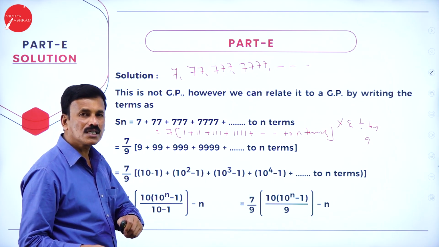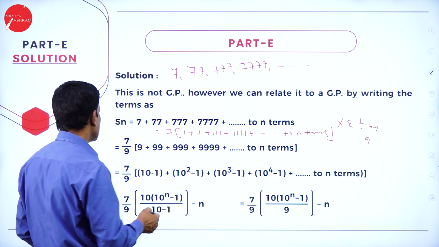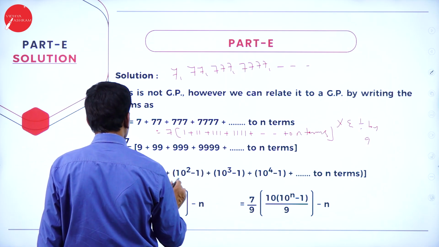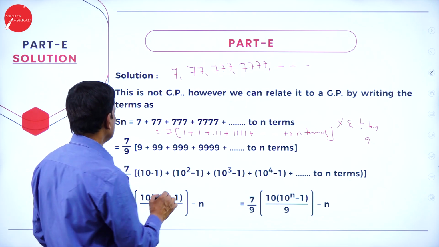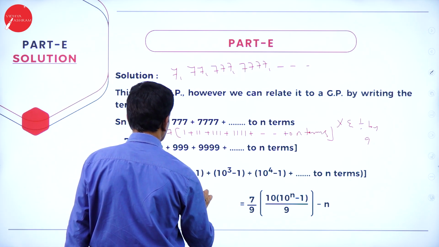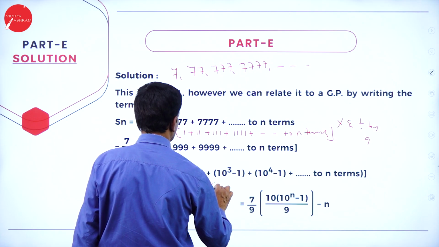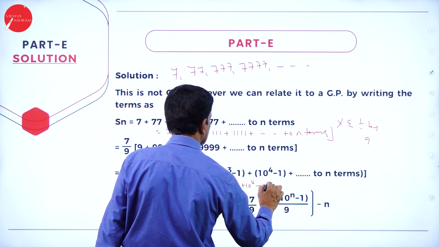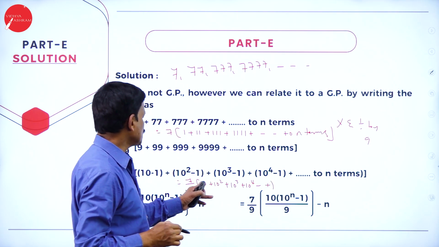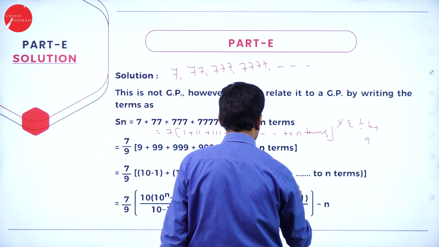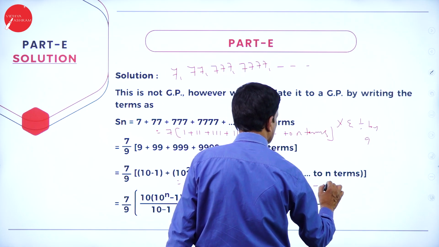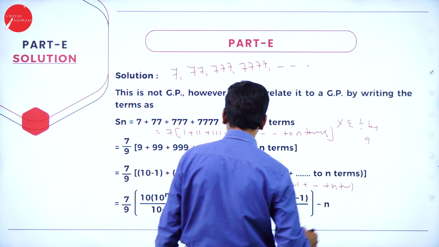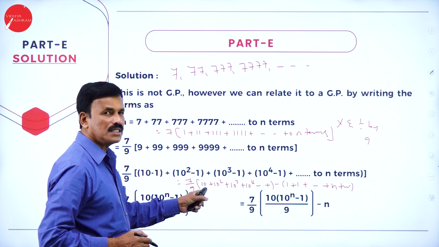Now just equate the terms containing powers of 10 on one side. So this can be written as 7/9 into 10 plus 10 squared plus 10 cubed plus 10 to the power of 4, etc., minus 1 plus 1 plus 1, etc., to n terms. So, this is a geometric progression.